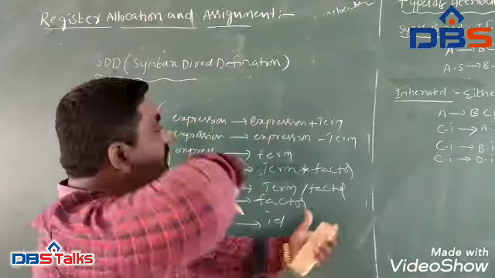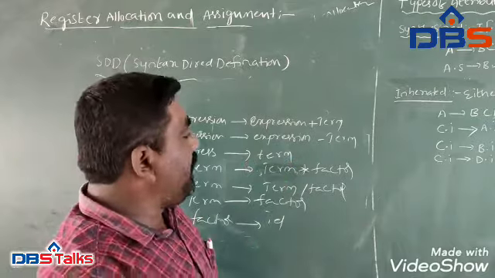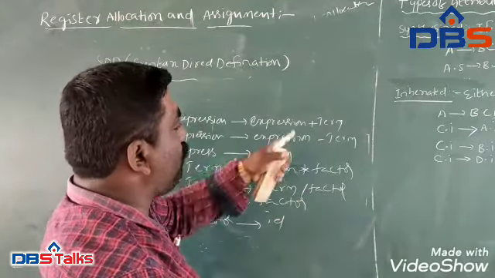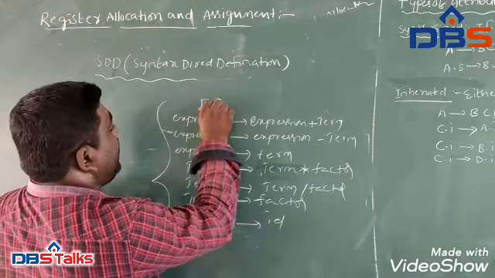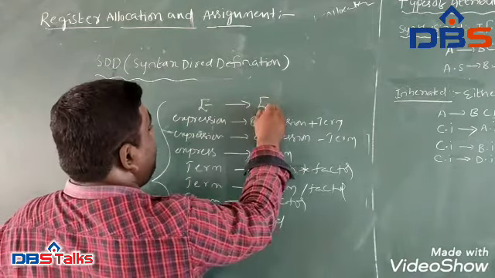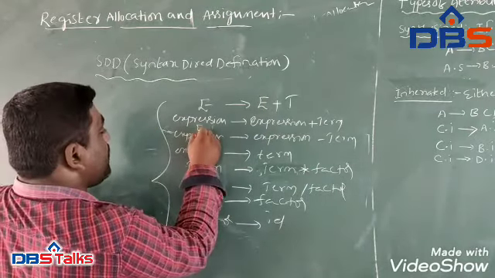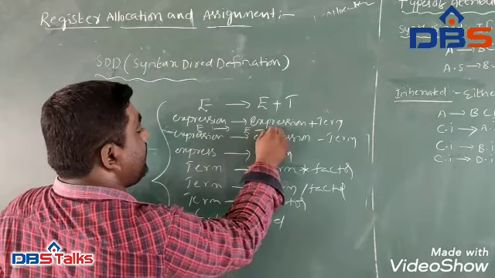In this context free grammar, we have terminals and non-terminals along with the starting symbol. Generally, we write expression produces E plus T. Here also, the expression produces E minus T.